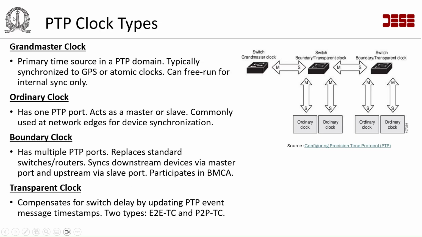PTP defines several types of clocks. Grandmaster clock acts as the primary time source in the PTP domain. Ordinary clock is an end host that requires synchronization, has only one port and acts as master or slave. Boundary clock has multiple ports which can act as master and slave. When talking to the grandmaster, it acts as slave, and when talking to downstream nodes, it acts as master. Transparent clocks are used in between the master and slave nodes, which compensate for switch delay by updating PTP event messages with the residence time when the PTP message passes through them.